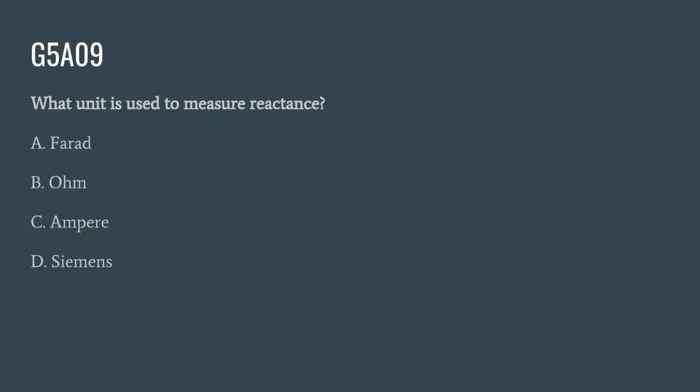G5A09. What unit is used to measure reactance? A. Farad, B. Ohm, C. Ampere, or D. Siemens. B. Ohm. G5A10. What unit is used to measure impedance? A. Volt, B. Ohm, C. Ampere, or D. Watt. Correct answer, B. Ohm.